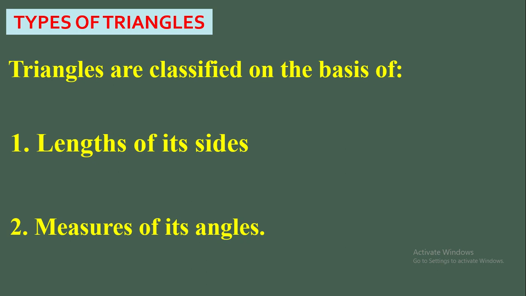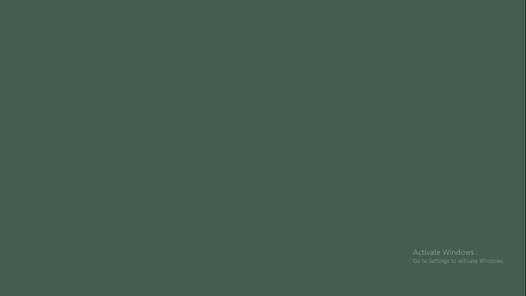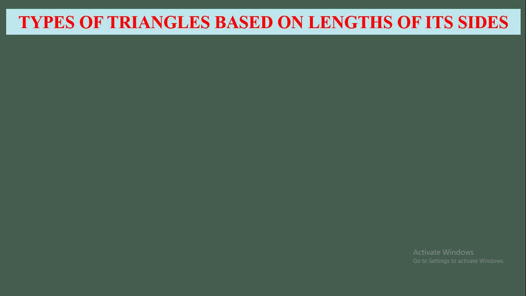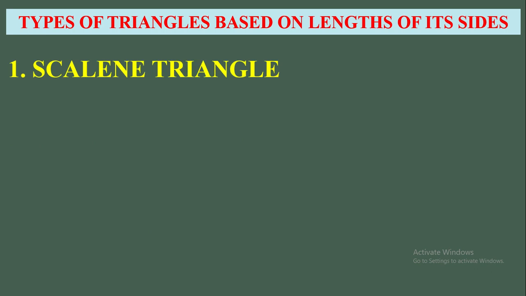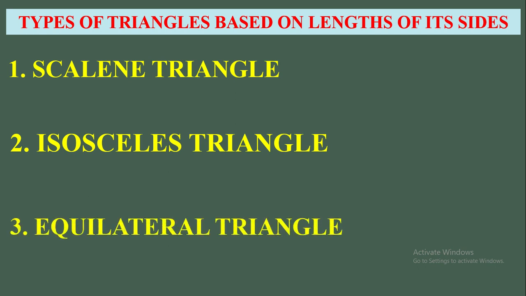Let's see the first one, that is, types of triangles based on lengths of its sides. The types that we have here are scalene triangle, second one isosceles triangle, and the third as equilateral triangle. So these are the three types of triangles that are based on lengths of its sides. Let us see each of these one by one.